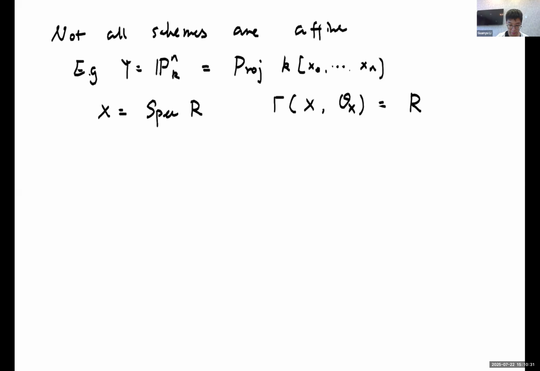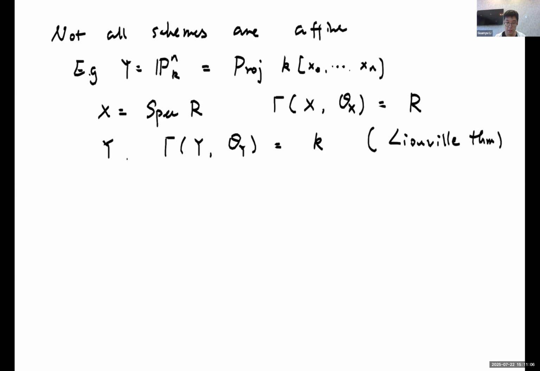But for Y, which is projective space, there are no non-trivial global functions on it, which means that all the global functions are the field itself. How do you think of this? In classical geometry this is called Liouville's theorem. Now you see that this thing behaves very differently from an affine scheme.